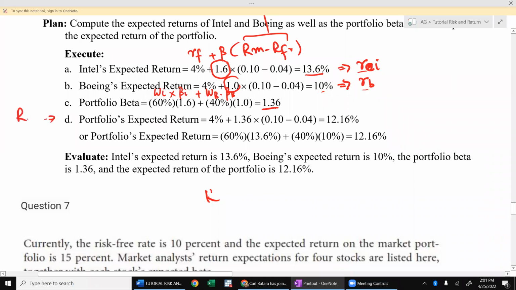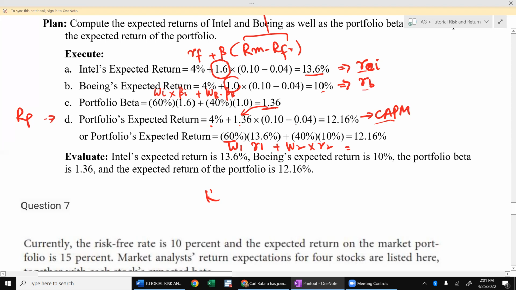So we are calculating the return of the portfolio, but this time we are calculating it through the capital asset pricing model. Previously, we calculated the return of the portfolio through this method: weight of 1 times return of 1, plus weight of 2 times return of 2, right? This was the method that we used last time, but if you are just given the beta of the portfolio and you are not given weights, then you can easily use CAPM to calculate the return of the portfolio. So that is 4%, same RFR, plus beta, this time beta is 1.36.